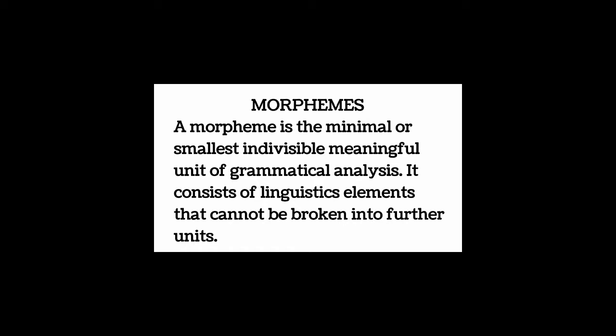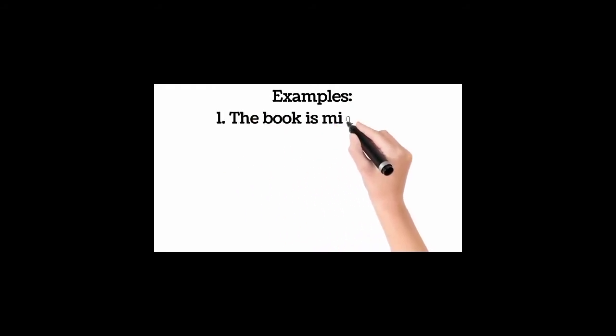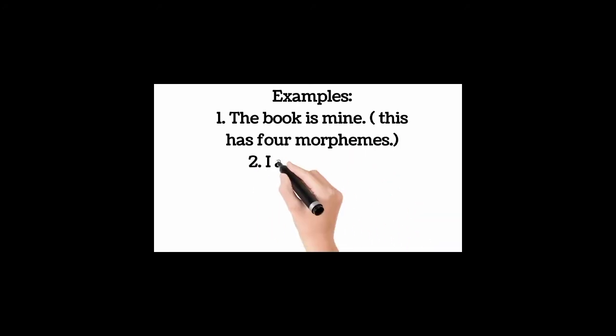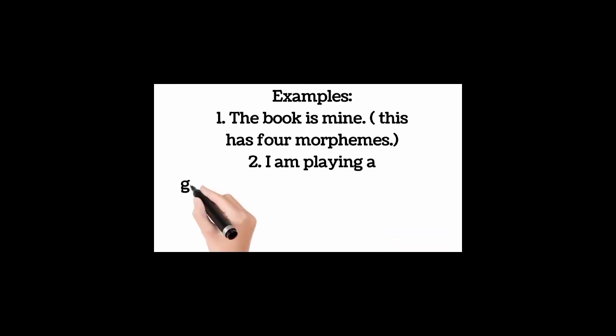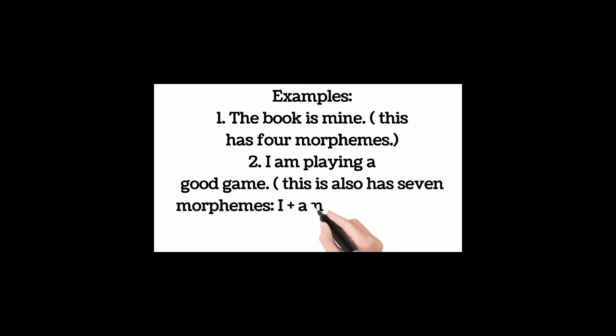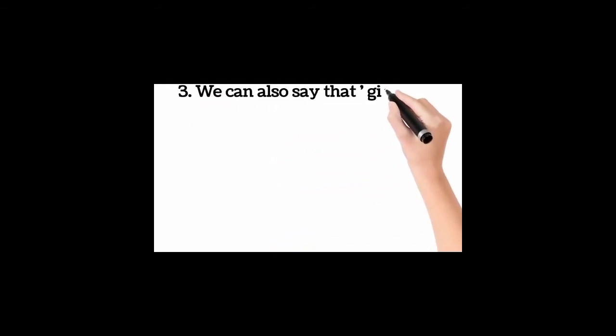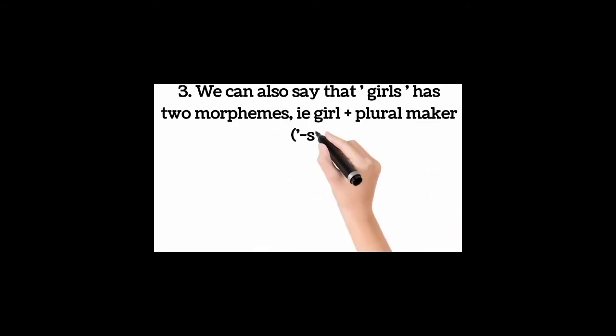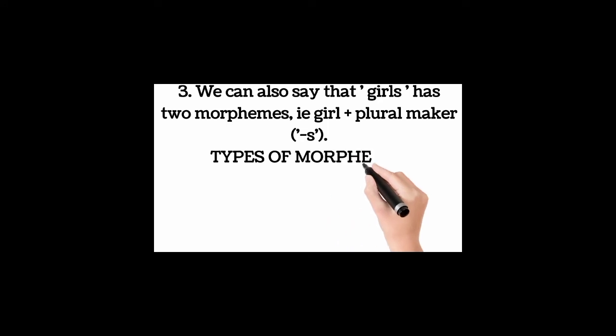So now let's look at some examples of morphemes. One, the book is mine. This has 4 morphemes. 2, I am playing a good game. This also has 7 morphemes. So we can also say that girls has 2 morphemes. That is girl plus plural marker s.